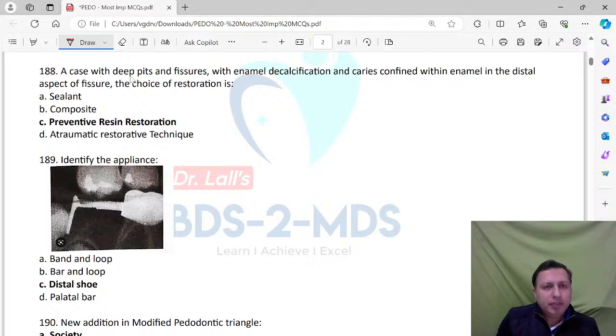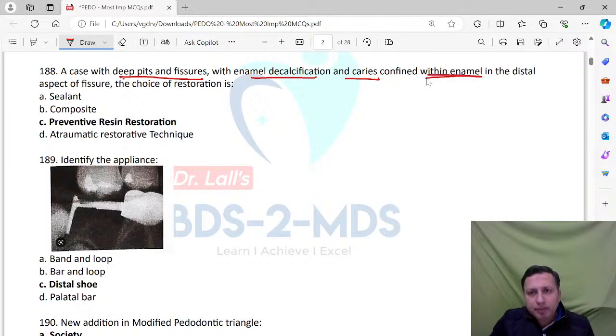Now if you see, in this question they are telling that there is a case with deep pits and fissures. Now these deep pits and fissures are seen in newly erupted teeth. Okay, there is slight enamel decalcification and caries. Here they have told that this caries is only confined to the enamel. Okay, so this means that it is type A of preventive resin restoration. So we'll just excavate the caries that is confined within the enamel, cover it with a restoration, followed by the addition of the sealant.